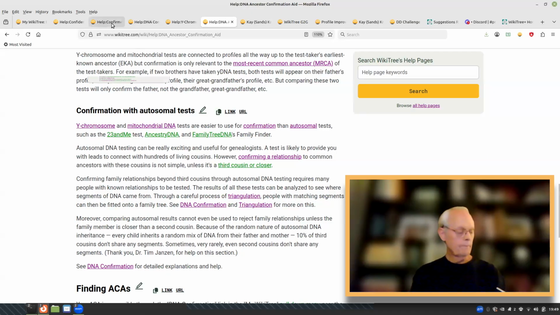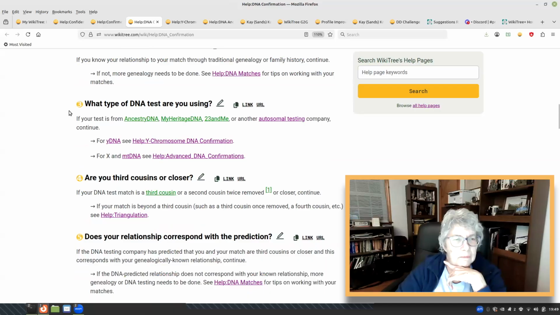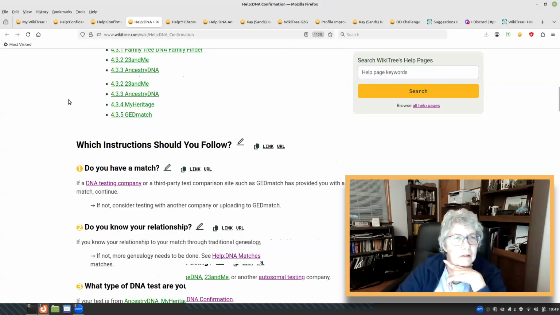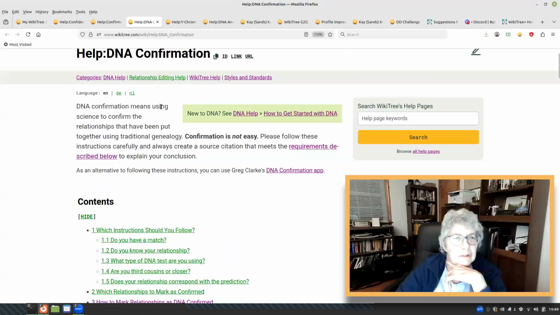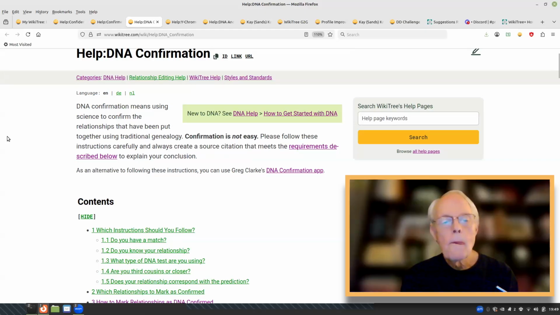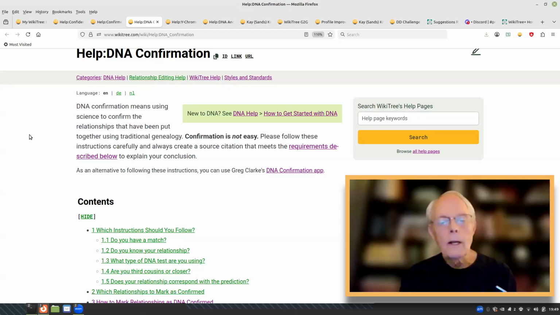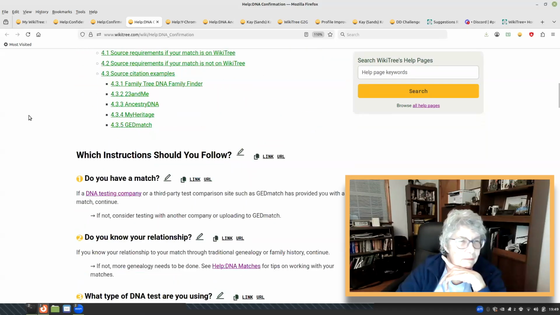Anyway, just an aside. One of the things, and I know it's in here, I just have to find it: DNA confirmation confirms relationships put together using traditional genealogy. Right, and you've got sources that prove those relationships and make them confident. Or uncertain. Can you be uncertain and go right to DNA confirmation? I don't know.